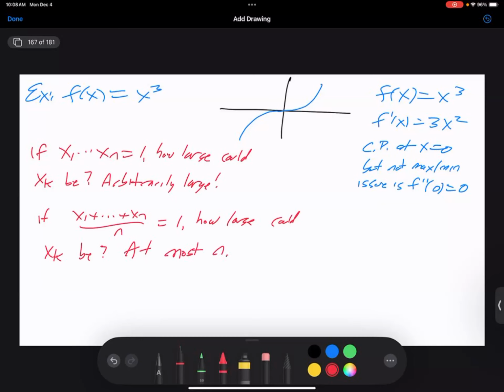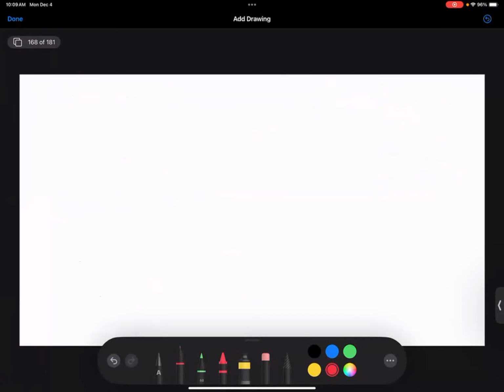I hope this gives you a sense of, if I'm doing Lagrange multipliers, which way I might want to do things. If I set the arithmetic mean equal to 1, then I have a finite box. So now the tuple x1 through xn lives in the interval [0, n], n copies of that. Each variable is between 0 and n. Okay, so now let's try to do Lagrange multipliers.